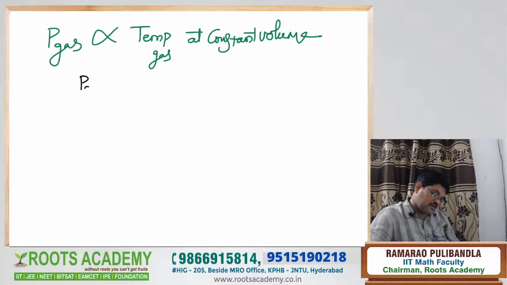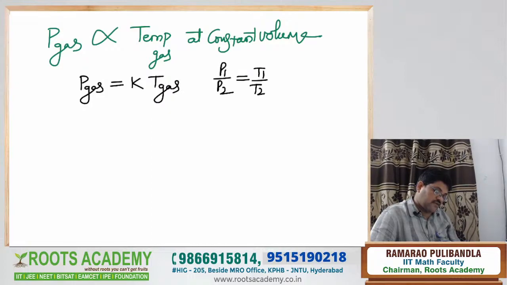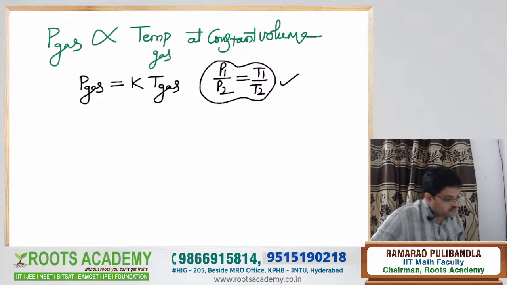Now based on that, the pressure of the gas is equal to K into the temperature of the gas. So from that, what do you get? P1 by P2 is equal to T1 by T2. What do you write, Nana? P1 by P2 is equal to T1 by T2 at constant volume. And see the next one. Find the RMS speed of the N2 gas at 27 degrees.